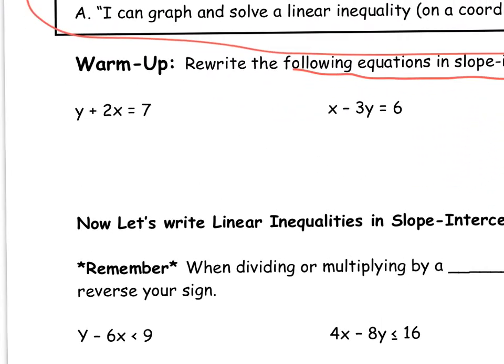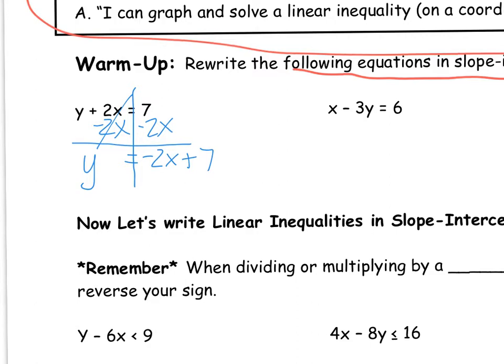Okay, so draw your line, down your equal sign. How would you get the y by itself? Subtract 2x, subtract 2x. So y equals, I like to write the x first, negative 2x plus 7. So I can easily see the m and the b.